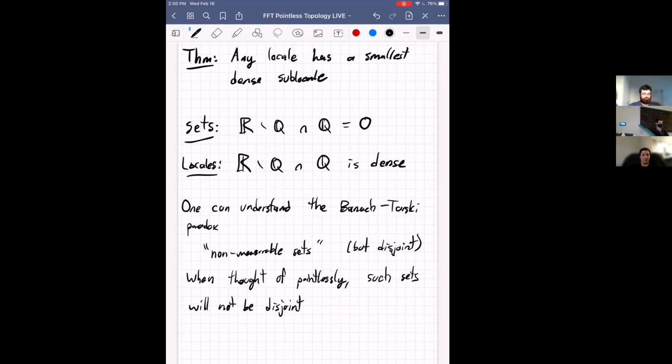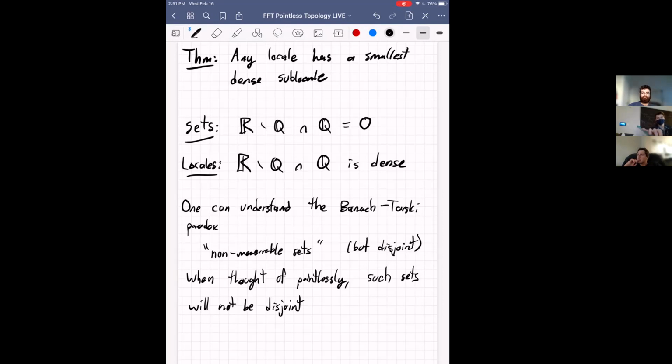So one of the resolutions of the Banach-Tarski paradox is that we see that the sets used are non-measurable, and we say that it's actually a good idea only to consider measurable sets. Whereas this approach is saying that if, rather than considering the sets at all, we consider the locales and all of the possible open sets, then we can't do the Banach-Tarski paradox.